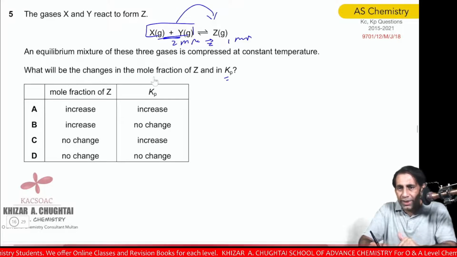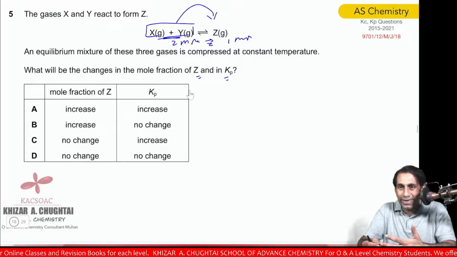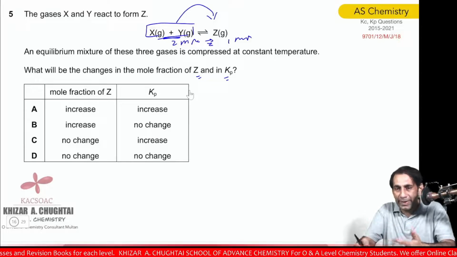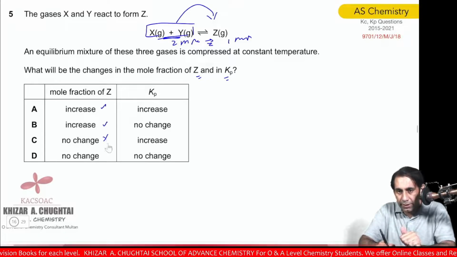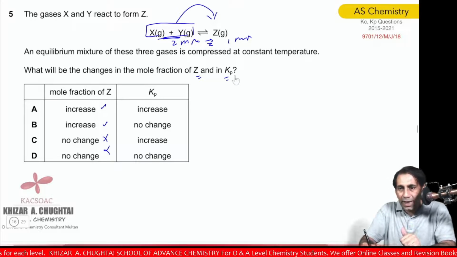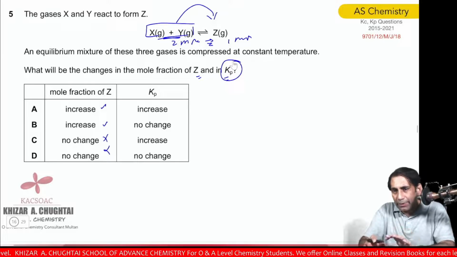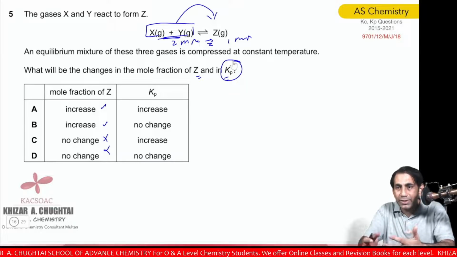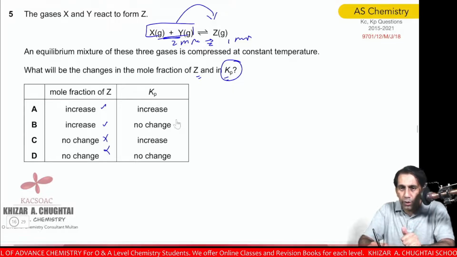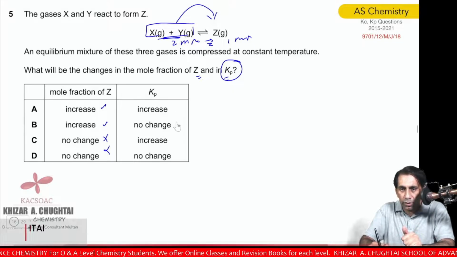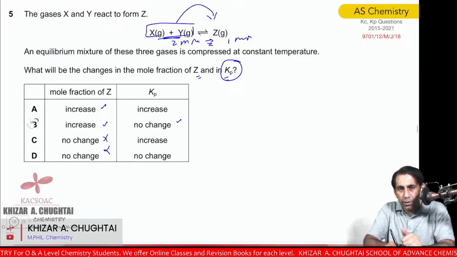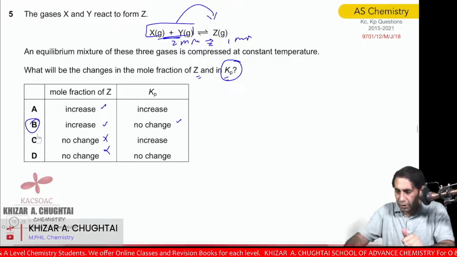What will be the change in the mole fraction of Z? Z's number of moles will be increased, and so will its mole fraction. And what is happening to the Kp? Kp will remain unchanged because Kp is affected by the temperature only. So there is no change. B is the correct option.